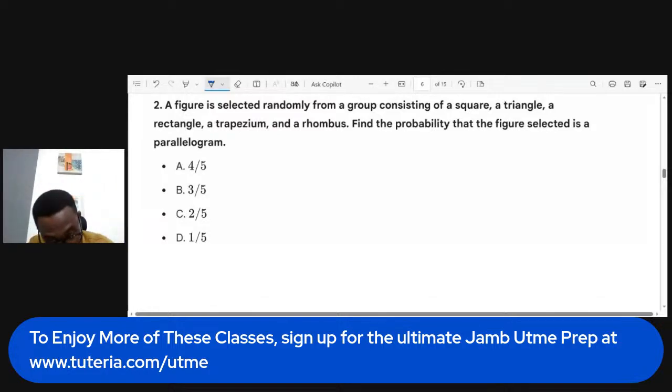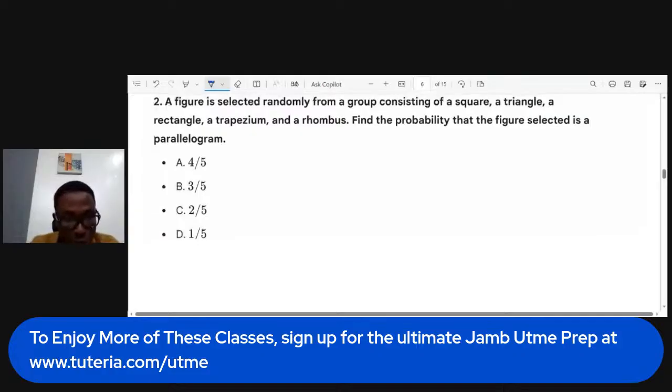Square, 2 sides of a square are equal, right? Rectangle, 2 sides are equal. And rhombus also has 4 sides and 2 sides are equal. Those are parallelograms. So I told you earlier that the first thing you need to find is the total number of possible outcomes. So what is the total number of possible outcomes here?